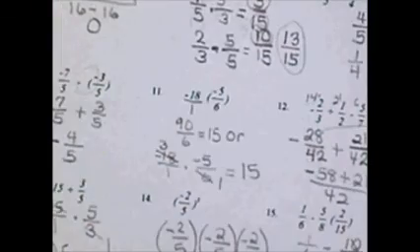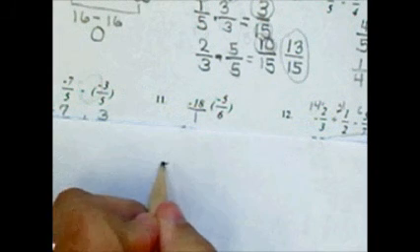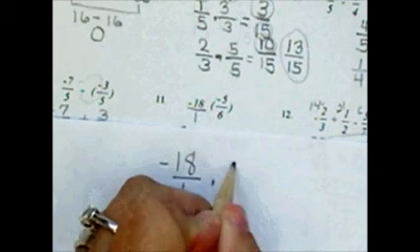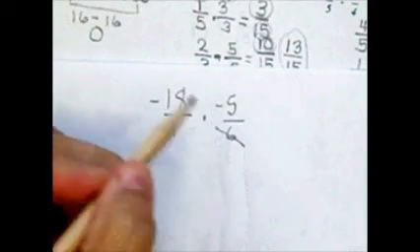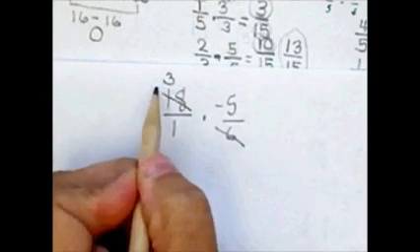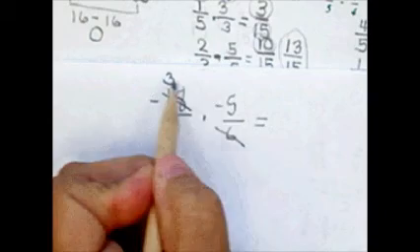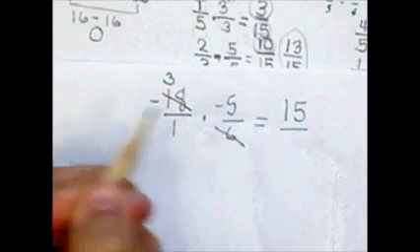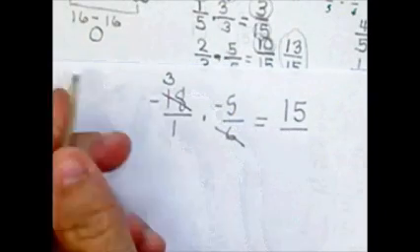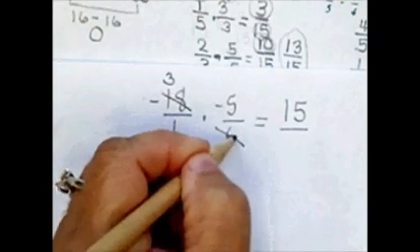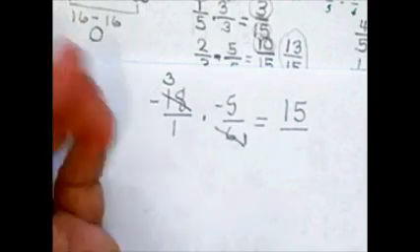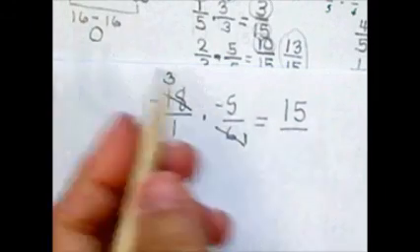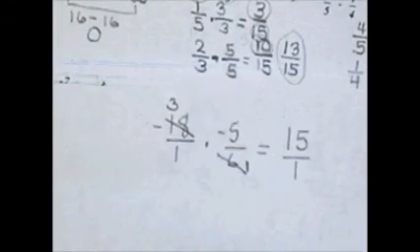Alright, I'm going to rewrite this problem. Negative 18 over 1 times negative 5 over 6. Okay? So then 6 into 18 is 3. Then across the top, the numerator will be 3 times 5 is 15. Okay, and I have a pair of negatives, so that makes it positive. Now, when I do this, 6 into 6 is 1, which I always forget to say whenever I do it. So then 15 over 1 is just plain old 15.